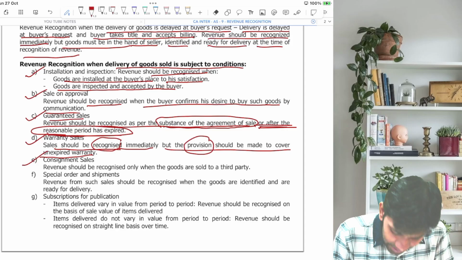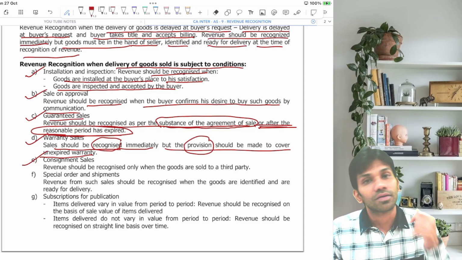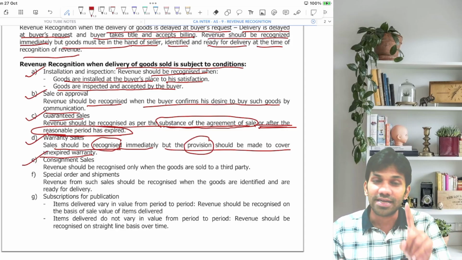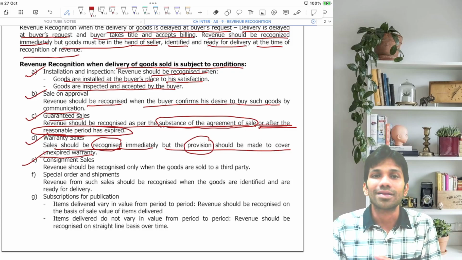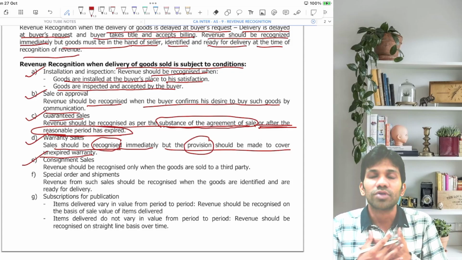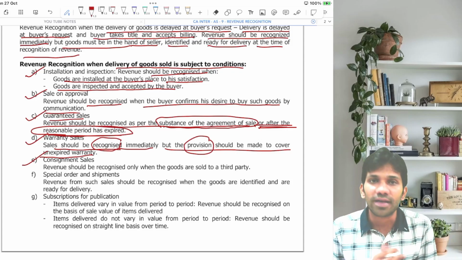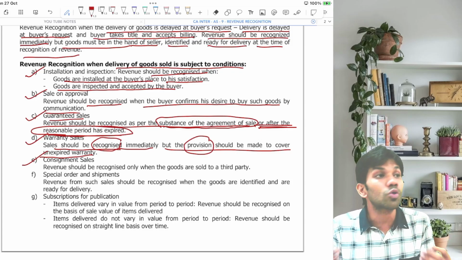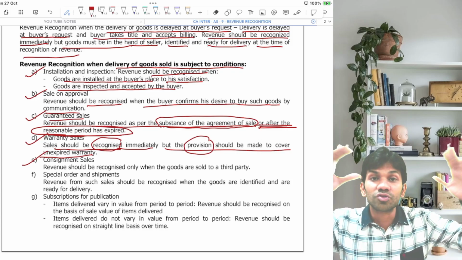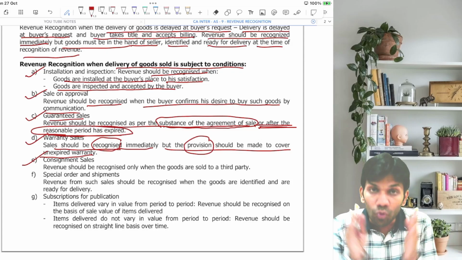Now, consignment sales. What is the meaning of consignment? In consignment, there are two parties, consigner and consignee. Consigner is the person who sends the goods to the consignee, so he is the owner of the goods. Suppose I am the consigner, and you, the audience, are my consignee. I have capital, I am manufacturing goods, I have good machinery, everything. But I don't know the consumer market, where I should sell, who will buy my products.